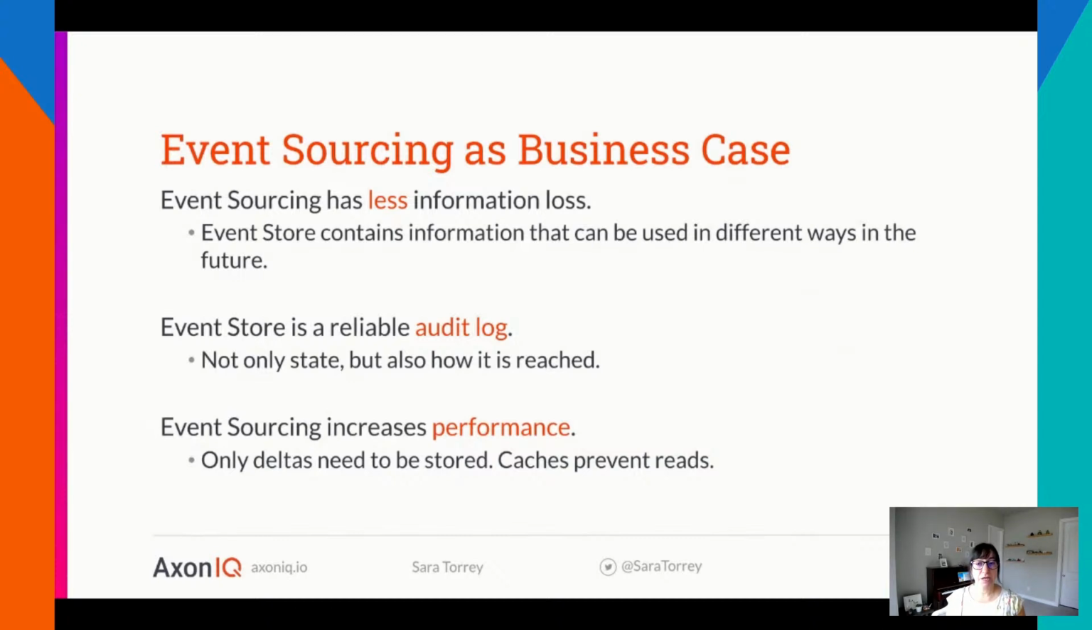This is great because you're not only storing the state of something, but how you arrive at that state, which is very important as well. And lastly, as events represent deltas, you increase performance because events are the only part of your data that you are storing. And you can even cache results to prevent big reads at times. So it really helps with your efficiency and speed.